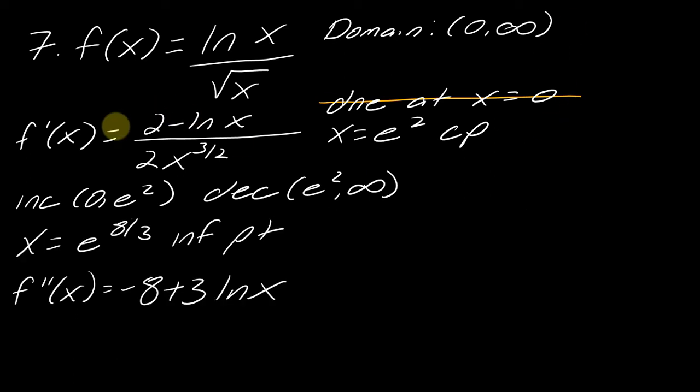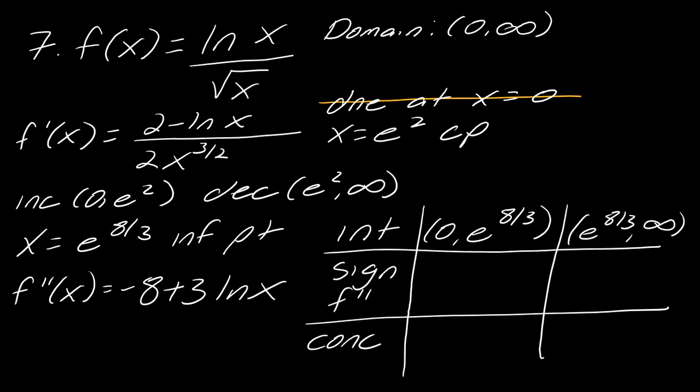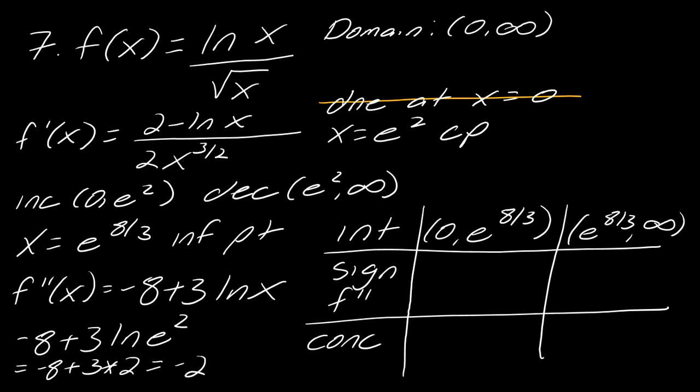So there I've summarized the information, so I'll make my table. Okay, so now in setting this up, if I take something like, I don't know, e squared, if I were to plug that into this, just as a reminder of how the math on that works, I have negative 8 plus 3 times the natural log of e squared, so this would equal negative 8 plus 3 times 2, so this ends up being negative 2, so that's negative. So that's the way you can figure that out.